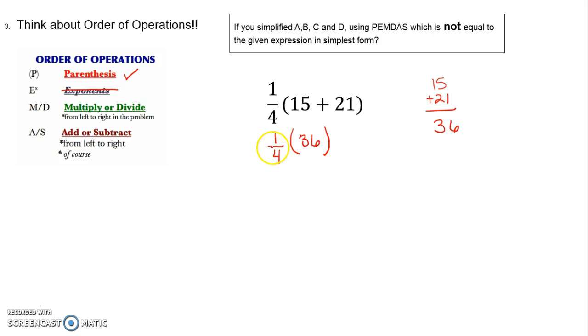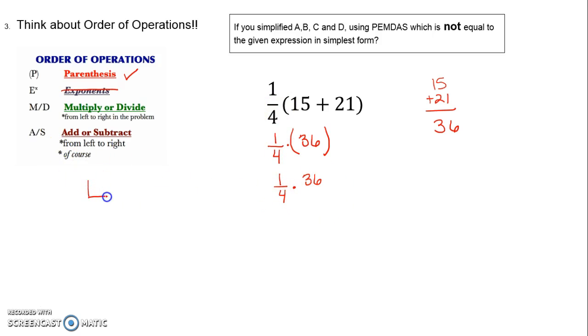Well, the first thing you have to be sure you understand is what is the operation between this 1/4 and the 36. The operation between those two numbers is multiplication. So we're going to take 1/4 times 36. When you have a number outside a set of parentheses and there's no operation shown, it is multiplication that will be happening. So we need to find 1/4 of 36.